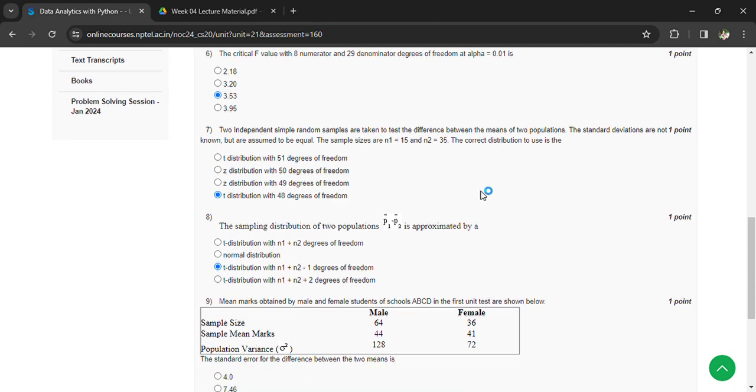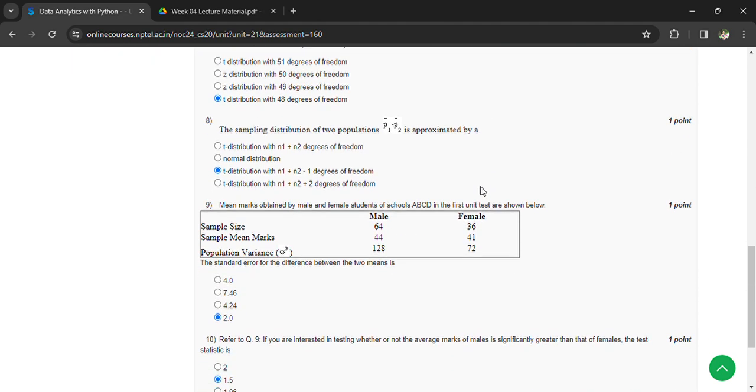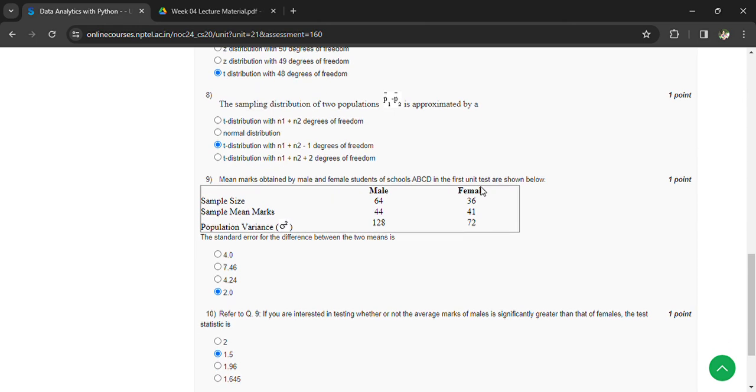Mean marks obtained by male-female students of schools ABCD in the first unit test are given by sample size, sample mean marks, and population variance, that is 2.0. Refer to question 9. If you are interested in testing whether or not the average marks of a male is significantly greater than the female, the test statistic is 1.5.